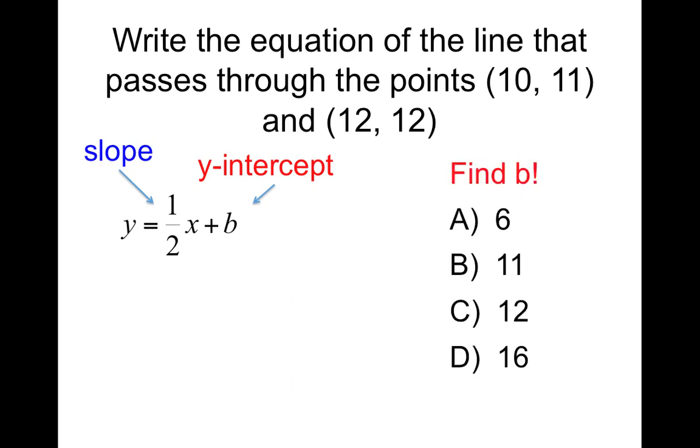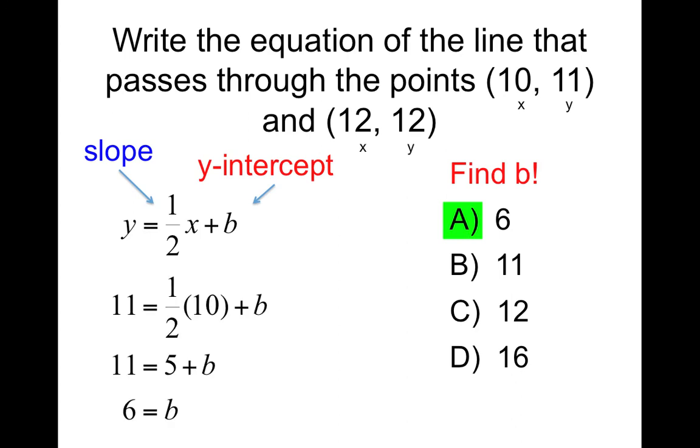Now we need to find the y-intercept. See if you can figure it out. The y-intercept is 6. We need to substitute in one of those points for x and y. It doesn't matter if we substitute in a 10 and an 11, or if we substitute in a 12 and a 12. I chose to sub in 10 for x and 11 for y. 1/2 of 10 is 5, then subtract 5 from both sides, so the y-intercept is 6. The equation of this line is y equals 1/2 x plus 6.